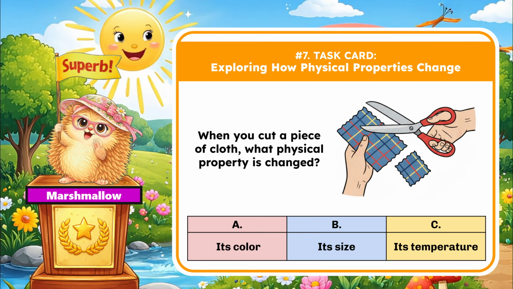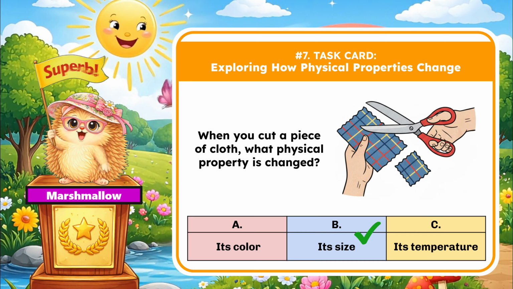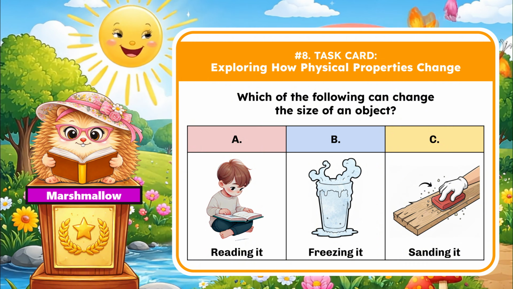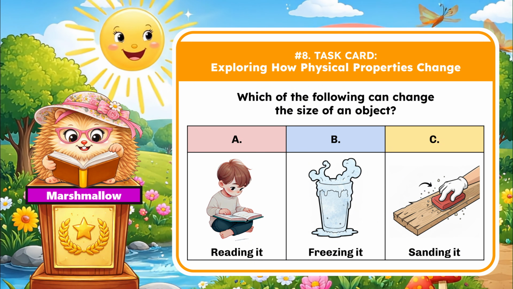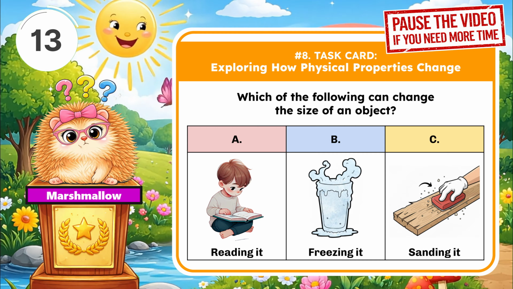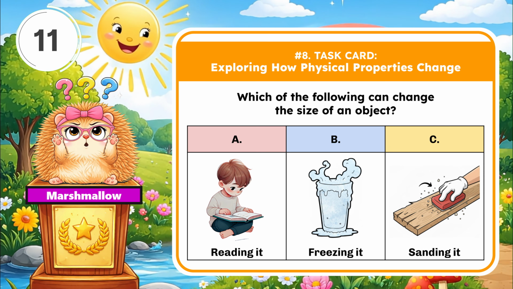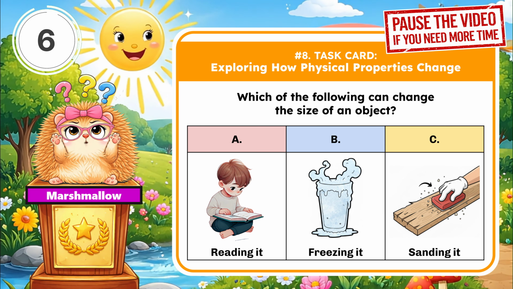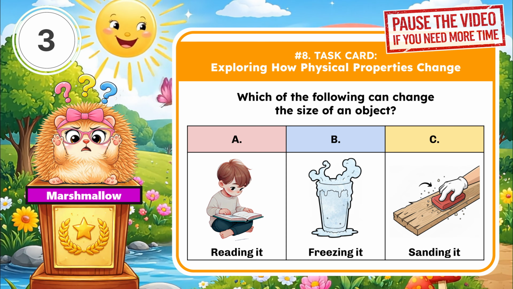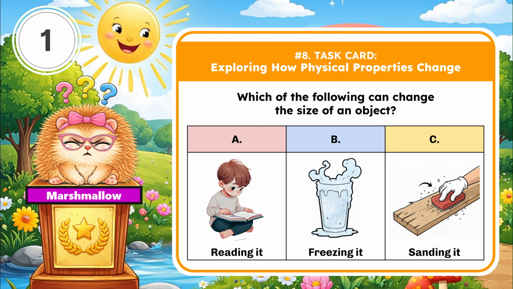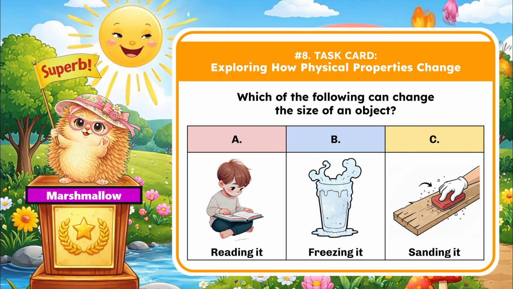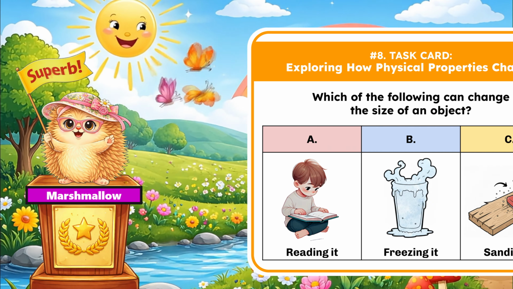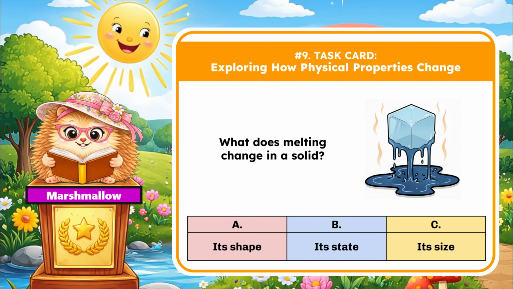And the correct answer is letter B, its size. Which of the following can change the size of an object? And the correct answer is letter C, sanding it. What does melting change in a solid?